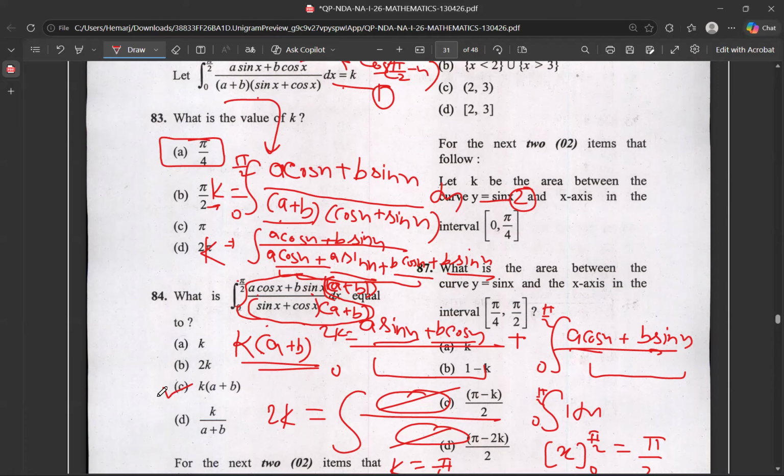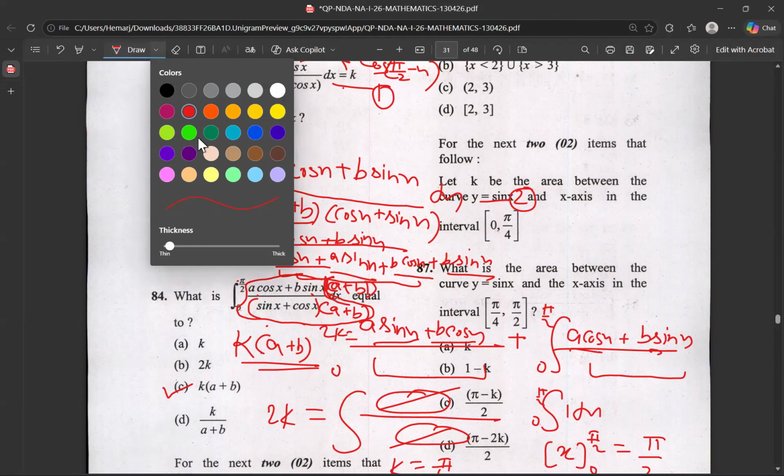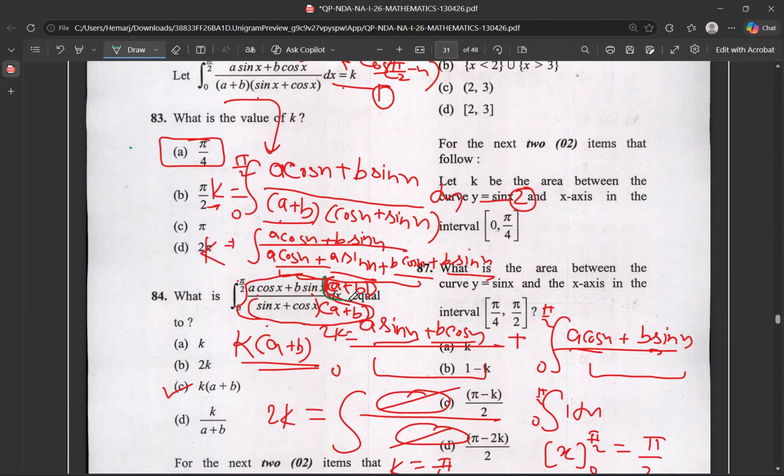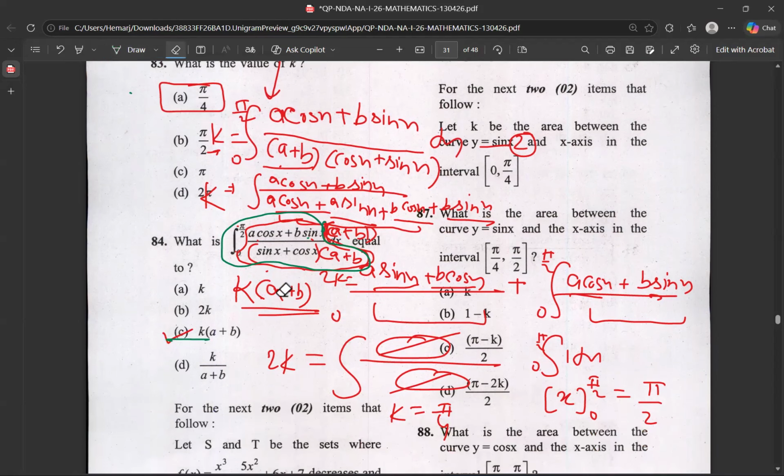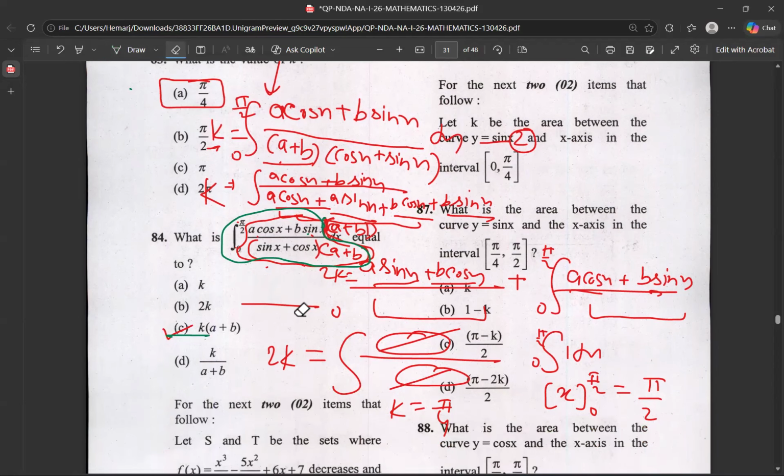Again, see what we just did right now. We have multiplied the numerator and denominator with a plus b. And when you carefully observe this, this much is nothing but the value of k. So k into a plus b. That is our option C. Let's move ahead to our question 85.